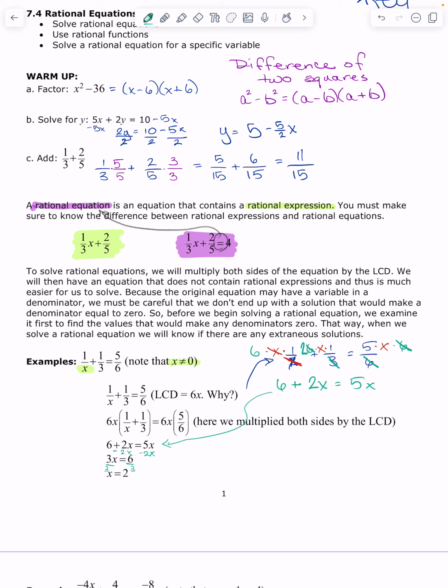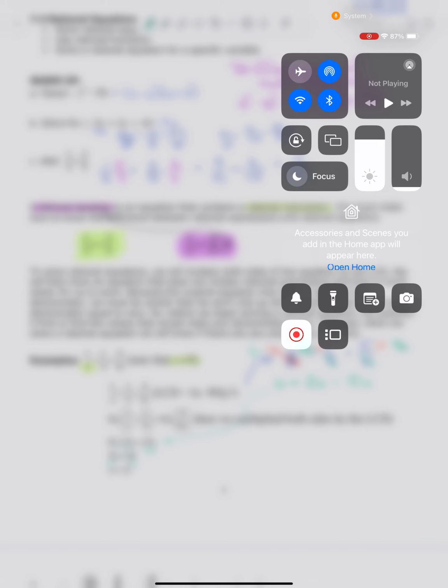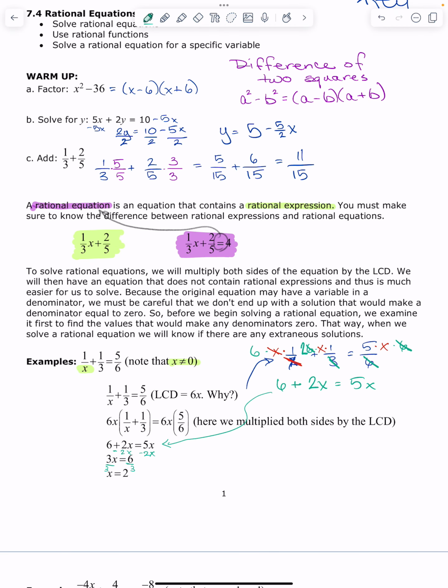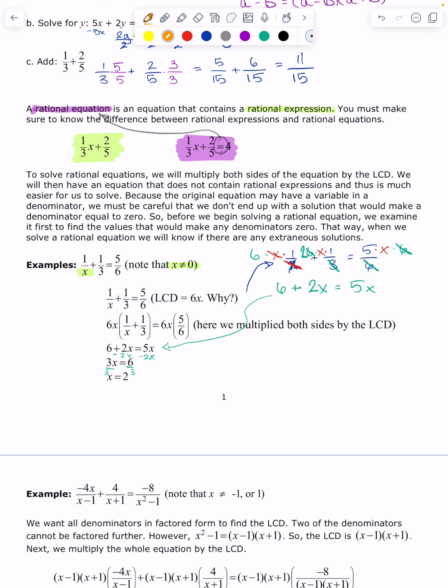And now, we can always plug these back in and check to make sure our answer is correct, and we definitely want to check to make sure it does not give us a 0 in the denominator. All right. So just for fun here, we are going to take our x equals 2 solution. I got 1/2 plus 1/3. I want to see if that equals 5/6.